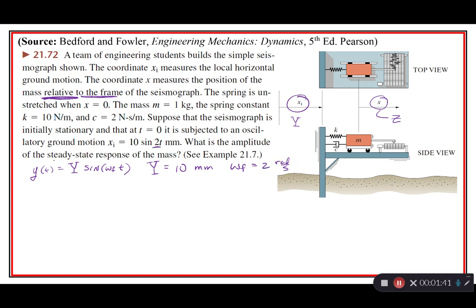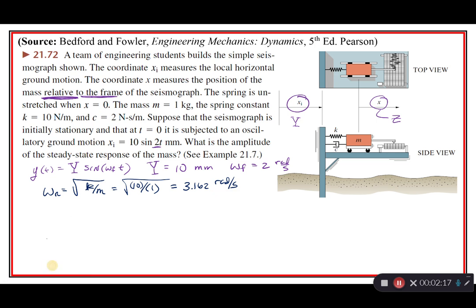What is the amplitude of the steady state response of the mass, right? So we're really solving for z. Our natural frequency is the first thing we could do in this. So natural frequency is square root of k over m. K is 10, and our mass is 1. So we have a 3.162 radians per second natural frequency.